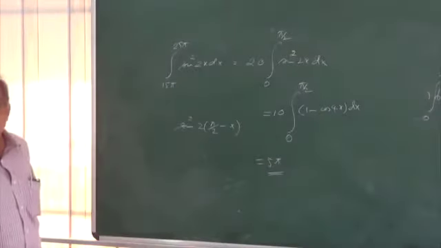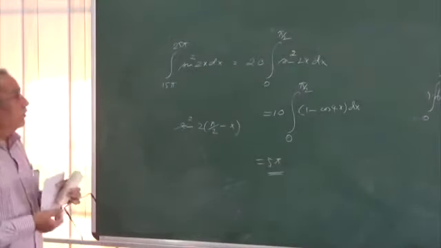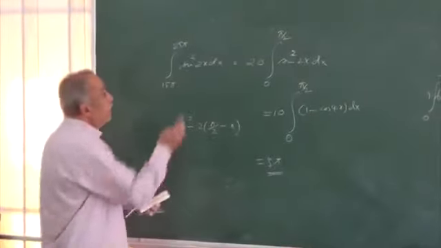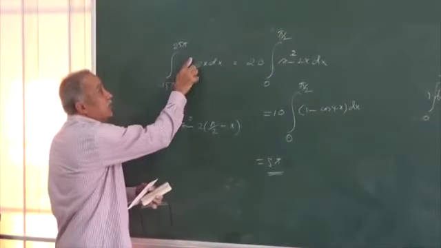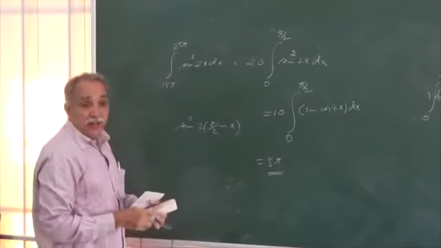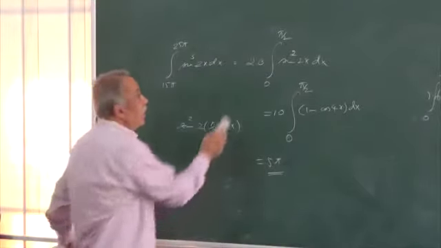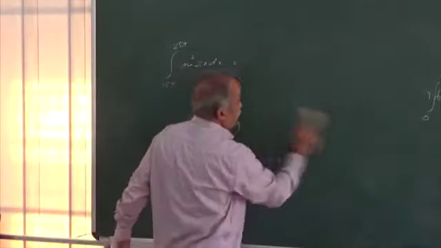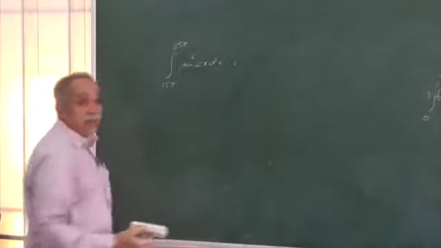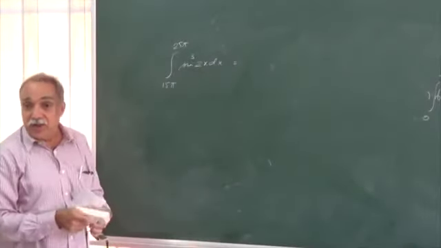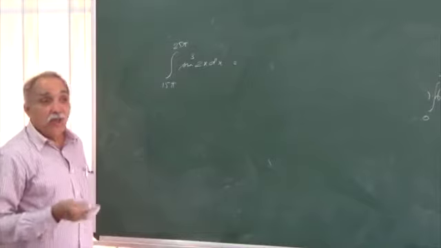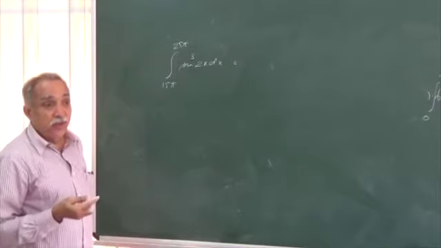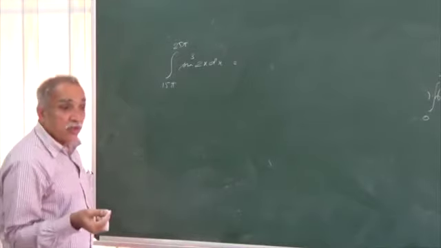Correct? Yes. Suppose this is 3. What will be the answer then? Now our integrand will not be a periodic function of period pi by 2. It will be a function of greater period. What will be the new period now? Will it be pi by 2 now also? No.